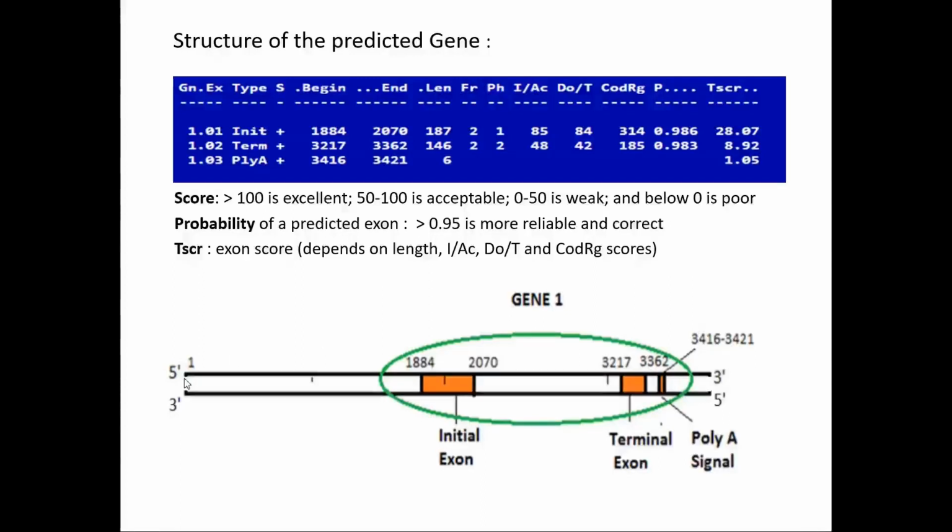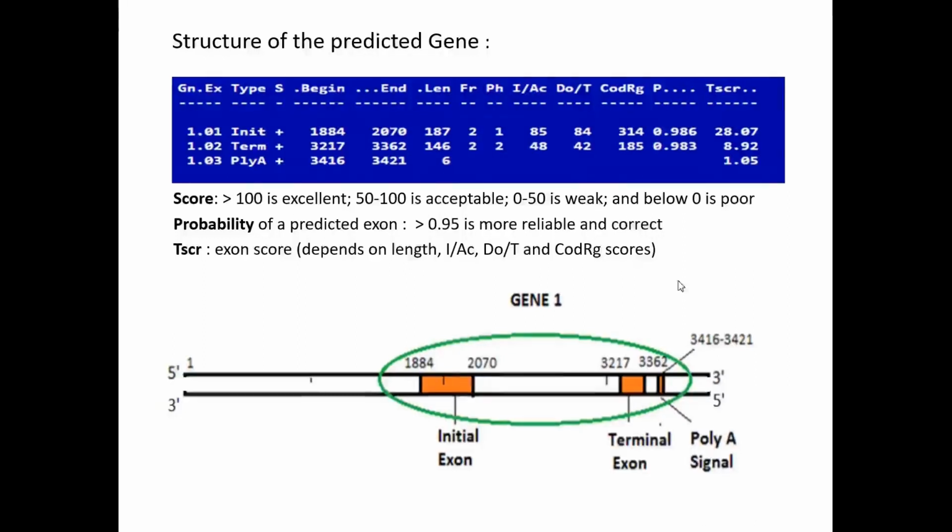Assuming the submitted sequence is 4000 nucleotides in length, we can mark the initial exon, the beginning and the end of it. Similarly, the terminal exon and the poly A tail. The poly A tail will always be 6 nucleotides in length. We have seen the signal sequences AATAAA. So this is how the output of the GenScan tool can be analyzed and the structure of the gene drawn.